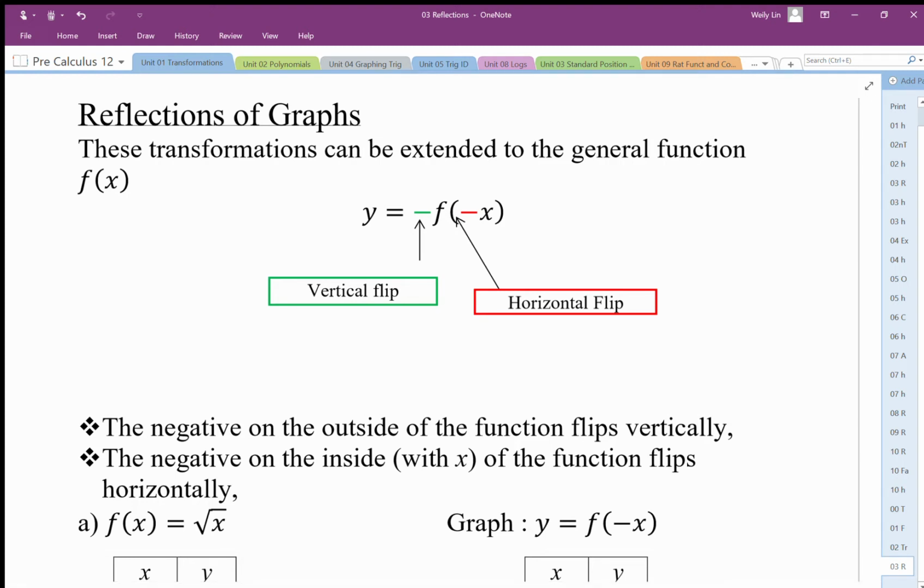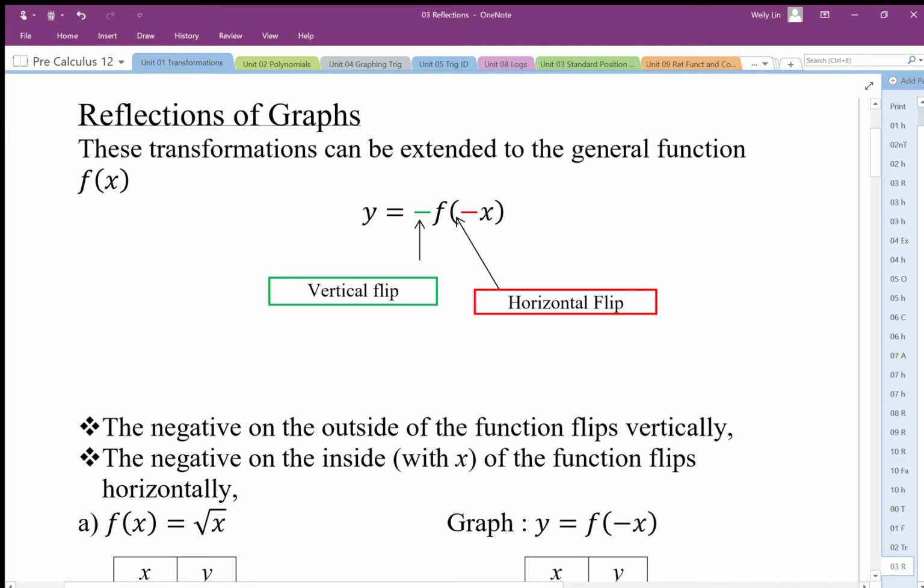So we're going to look at the negatives on the inside and outside of functions, and we're going to relate those to vertical and horizontal flips. So just like before, we focus on the inside and outside. Anything on the outside is vertical. So the negative on the outside is a vertical flip. The negative on the inside of the notation represents a horizontal flip.